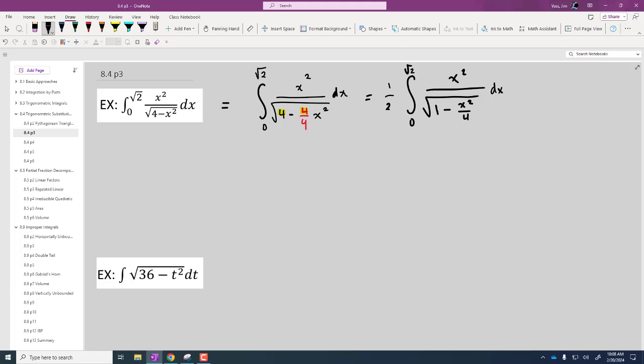We want a difference of squares. That is not written as a difference of squares. If we want to write this as a difference of squares, in this denominator we want to write it as 1 minus x halves quantity squared. Now it's written as a difference of squares. So we do that. And now we are good to go.